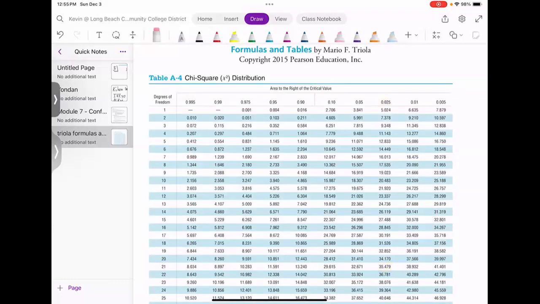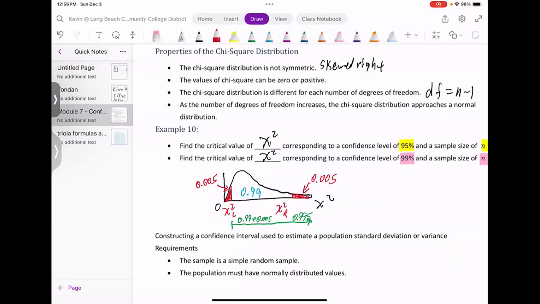All right, so we are looking here. Degrees of freedom of 24 is way down here. So I'm looking right there, 9.886. And the area to the right of my other one is 0.005.